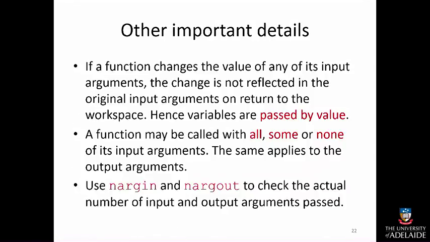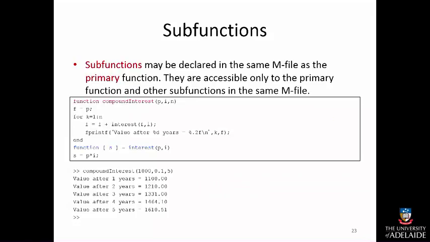There are some other important details. If a function changes the value of any of its input arguments, the change is not reflected in the original input argument on return to the workspace. Hence, variables are passed by value. And a function may be called with all, some, or none of its input arguments. We saw an example, and the same applies to the output arguments. And you can use nargin and nargout to check the actual number of input and output arguments passed. Let's come to the sub-functions.